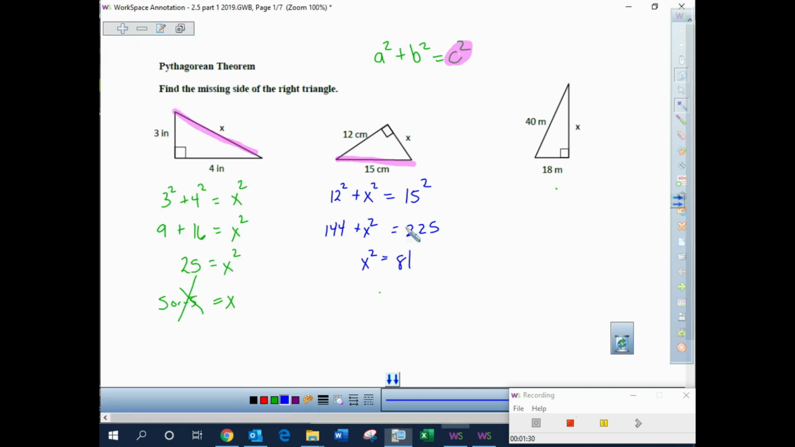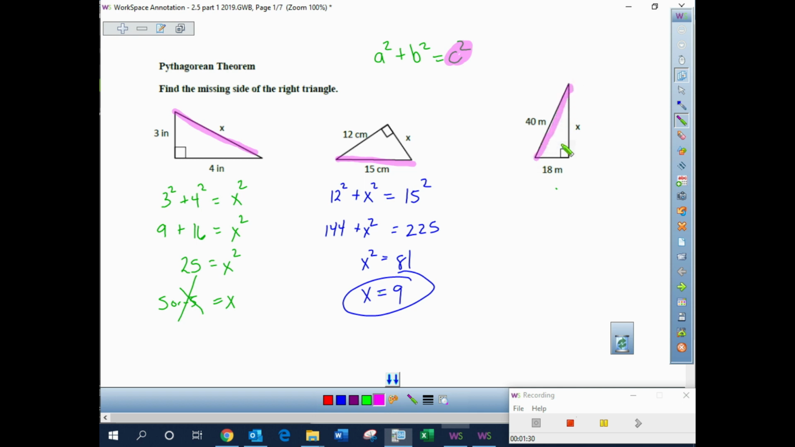I like me some 81 because that's a perfect square. So x is going to equal plus or minus 9, but we're just going to throw that negative guy away in this case. So there's our answer there. And the next one, we'll set him up. Let's find the hypotenuse first. The hypotenuse is the guy across from the 90. So that's going to be x squared plus 18 squared is going to equal 40 squared.